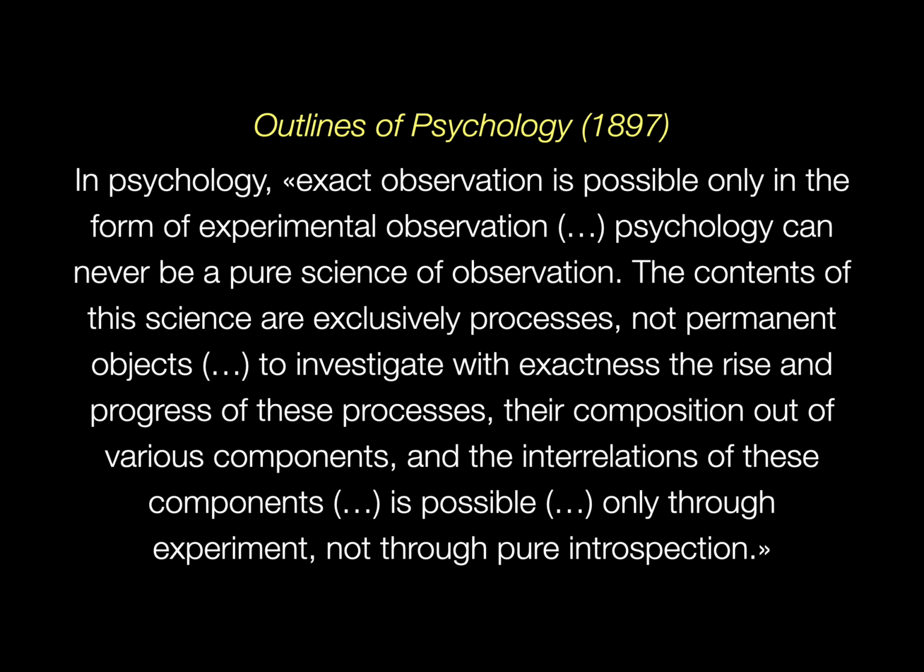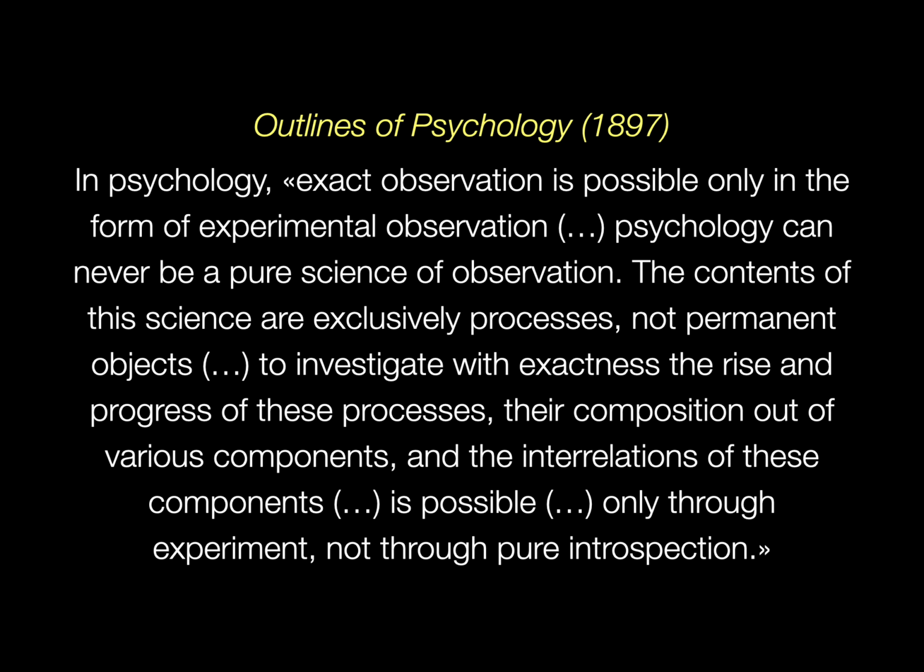By this he means sciences like geology, where we can observe rocks, fossils, and so on, or astronomy, where we can point a telescope and actually see celestial objects. Wundt says that psychology is not like those sciences. He writes that the contents of this science, psychology, are exclusively processes and not permanent objects. So to investigate with precision how these processes rise and progress over time, how they are composed out of simple component processes, and how these simple processes interact, all of this is possible only through experiment, not through introspection.